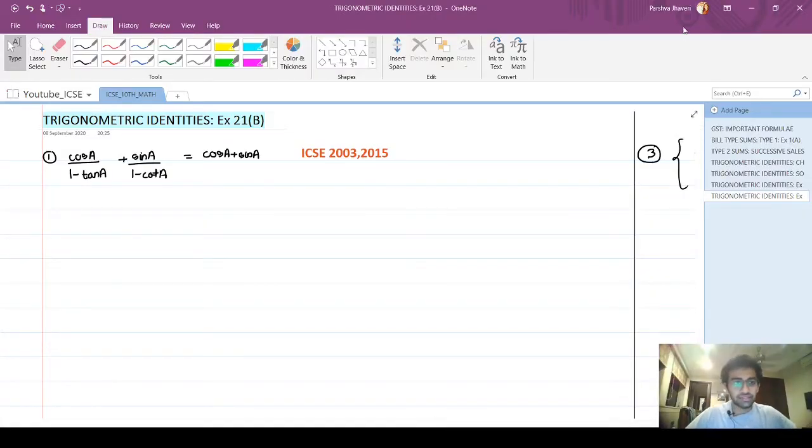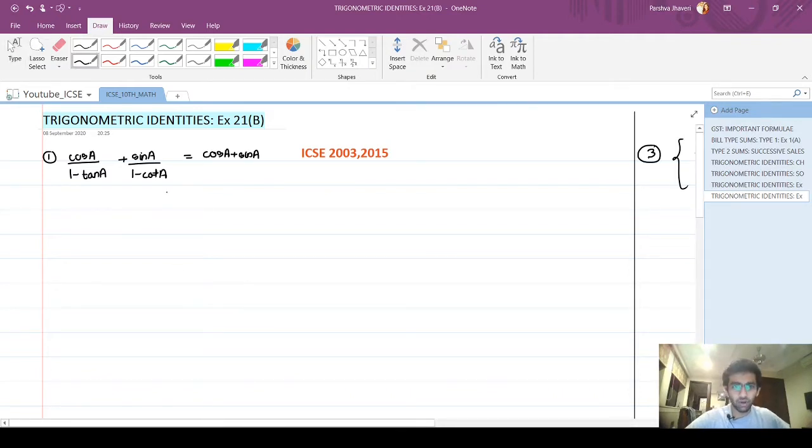Guys, this is the next lecture of trigonometric identities. I think this is our third part. We'll be solving a few more sums. Nothing new you need to know other than the basic formulae and the identities. So let's get right into it.